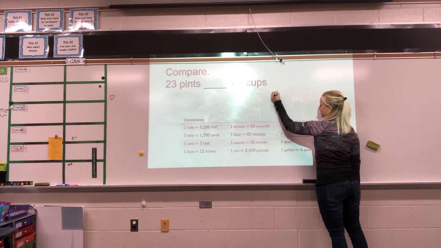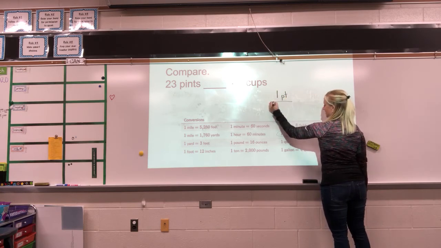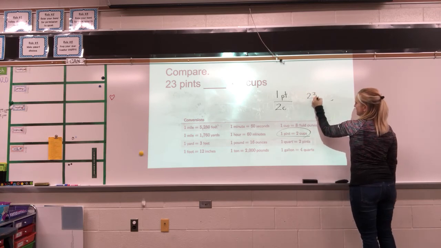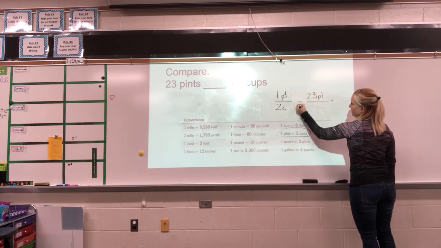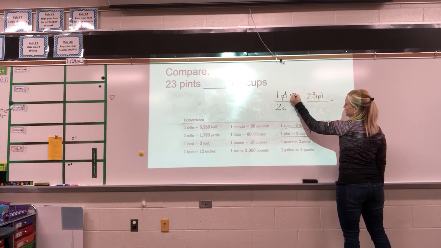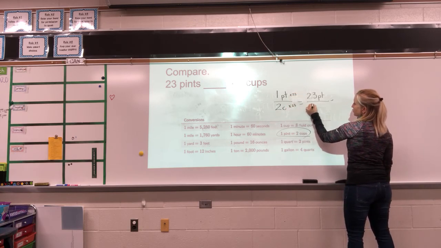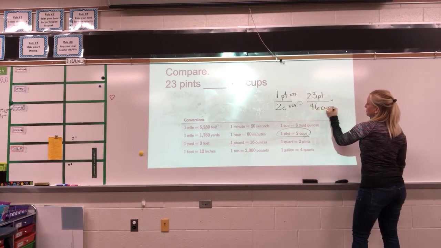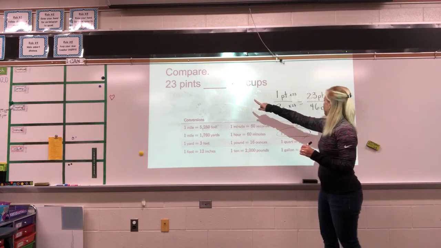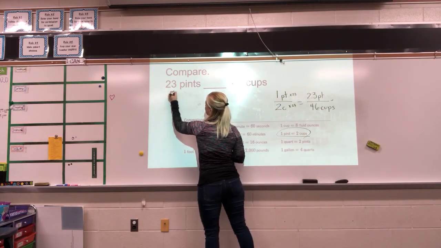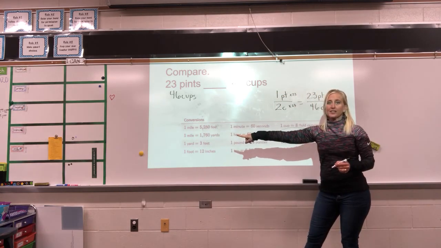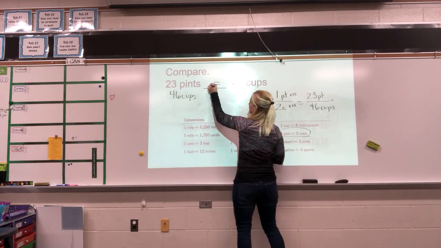All right, so they tell us 1 pint is 2 cups. So now 23 pints is how many cups? Well, 1 times 23 is 23, so 2 times 23 is going to be 46 cups. So 23 pints is 46 cups. So when we compare, at first you might say, ooh, what do? We've got to remember, we can just write that equal sign.